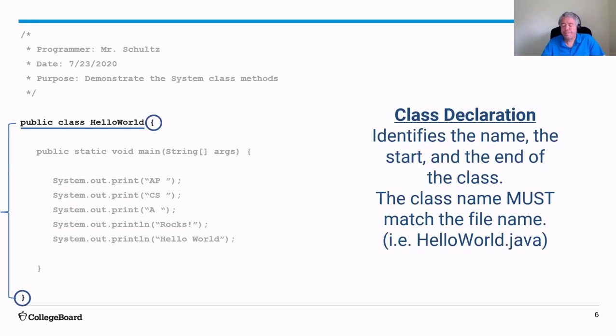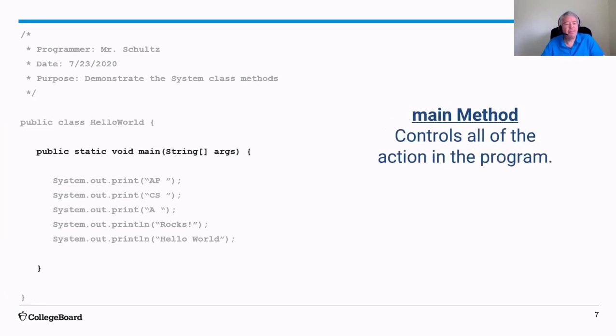The third thing I wanted to point out is this main method. At this stage in the game, it's not really important to understand what each of those pieces does, but you do have to at least understand that that line has to be there. We have to have a main method within our class, because everything between the open and closed curly brackets, that's where all of the action is. The main method is what controls all of the action of the program.